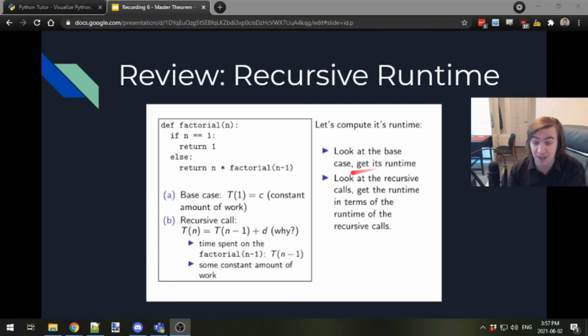Well, we need to look at the base case and get the runtime of that. Then for the recursive calls, get the runtime in terms of how big the recursive calls are. So for the base case where n is 1, we have some constant amount of work. We'll say c. If you said 1, it would be fine too. For the recursive call, we say that it's t of n minus 1 plus d. Why is it d? There's still some constant amount of work that had to go into figuring out to get there. We had to do a comparison and such. So the time spent on the factorial is the t of n minus 1, and there's some constant amount of work that we say is equal to d.